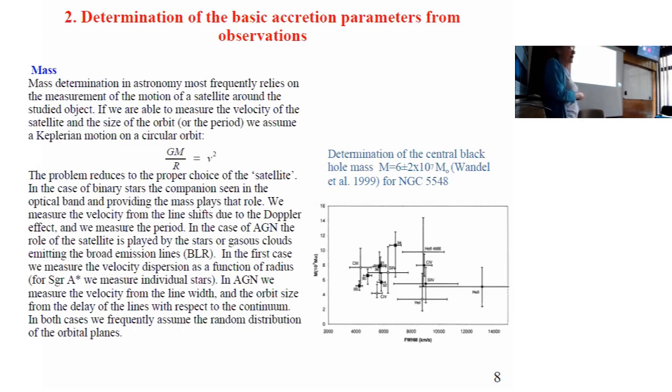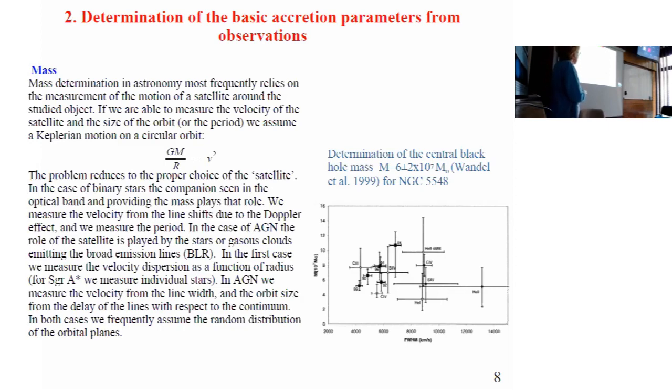In the case of binary stars, if one star, for example the donor star, is well seen in the optical band, then you can measure the velocity from line shifts, and you can measure the period, and you have the mass. Of course, the inclination angle is a problem, but in the case of AGN, for example Sagittarius A star, you can use the motion of individual stars. There are a number of stars which were followed close to the nucleus, and this is how the black hole mass was measured quite precisely.